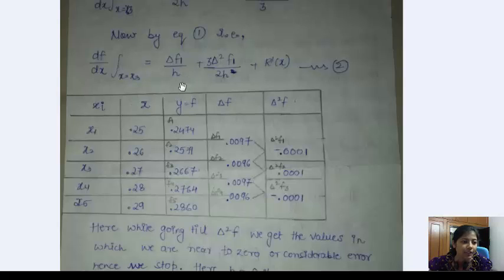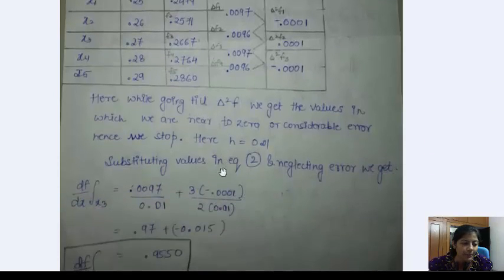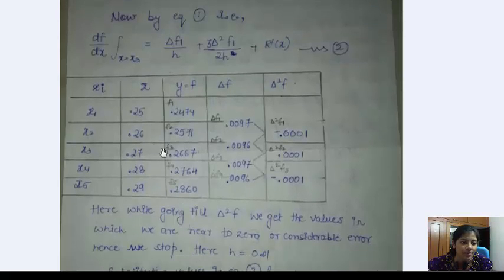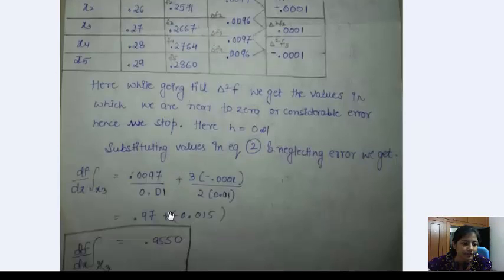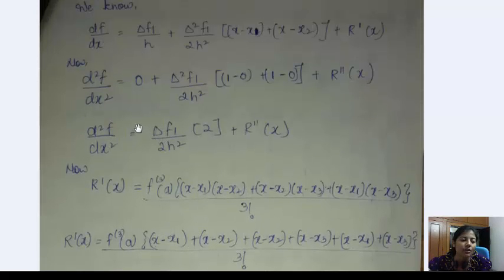Now again here we need to find the value of h. So h is x2 minus x1 or x3 minus x2, we can use either. So x3 minus x2 is 0.27 minus 0.26, that will be equal to 0.01. We'll substitute all these values in this. Now here del f1 is equal to 0.0097 upon h, which we have found to be 0.01, plus 3 times the second difference of f1, that is 0.0001, upon 2 into 0.01 plus relative error. Okay, so finally we will get 0.9550.